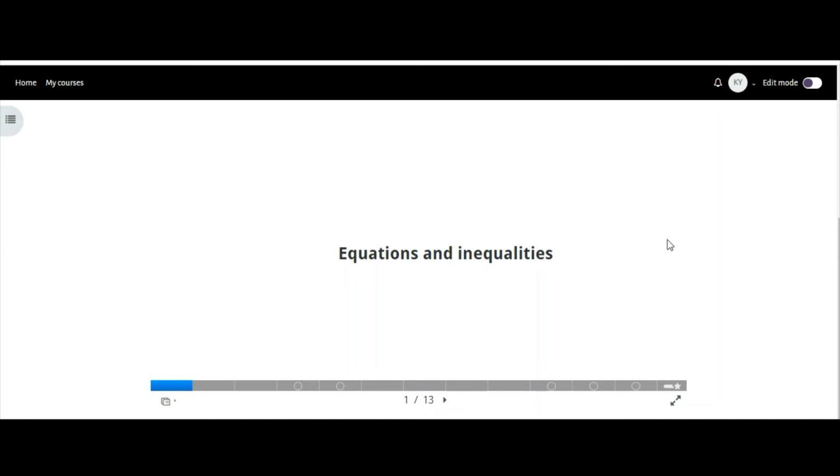Hello, everyone. Once again, you are welcome to mathematics class. Today we are going to be looking at equations and inequality. We have our interactive content here that will be helpful for us, and it serves as a guide while we look at the topic equations and inequality.